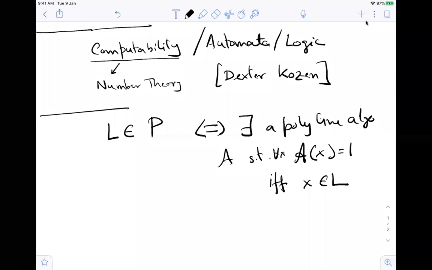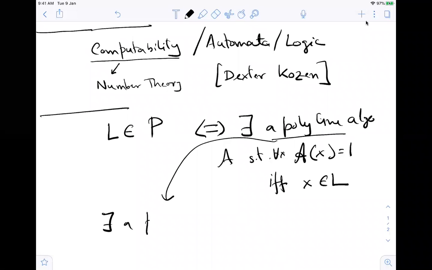And it is polytime, meaning the runtime of A on an input X can be upper bounded by a fixed polynomial. Okay, so what does this mean? What do I mean by this statement? That means that there exists a polynomial. Now this polynomial is fixed, okay? It is not dependent on X.